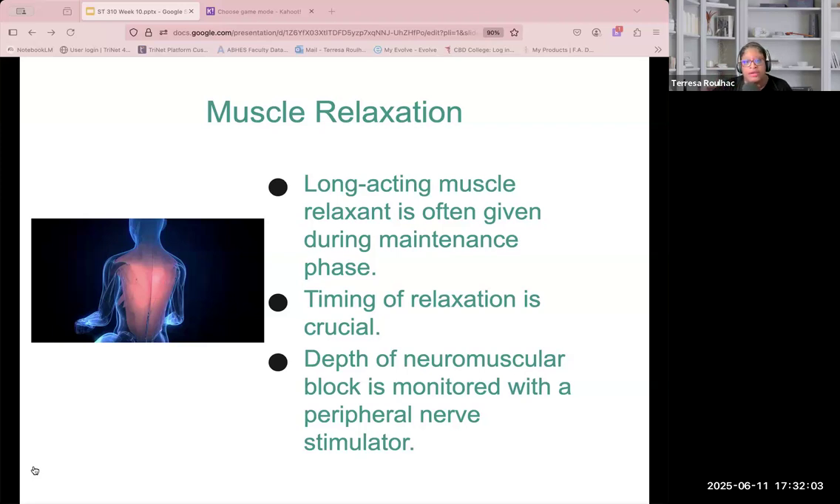Now, when we're monitoring, the depth of muscle relaxation is checked with a peripheral nerve stimulator, and that's just to make sure that we're at the correct level.